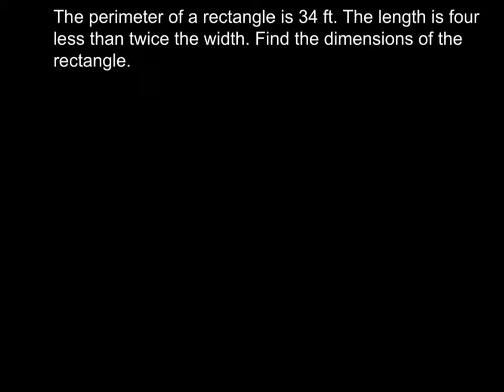Okay, our next example. The perimeter of a rectangle is 34 feet. The length is 4 less than twice the width. Find the dimensions of the rectangle. So first of all, here's my rectangle.